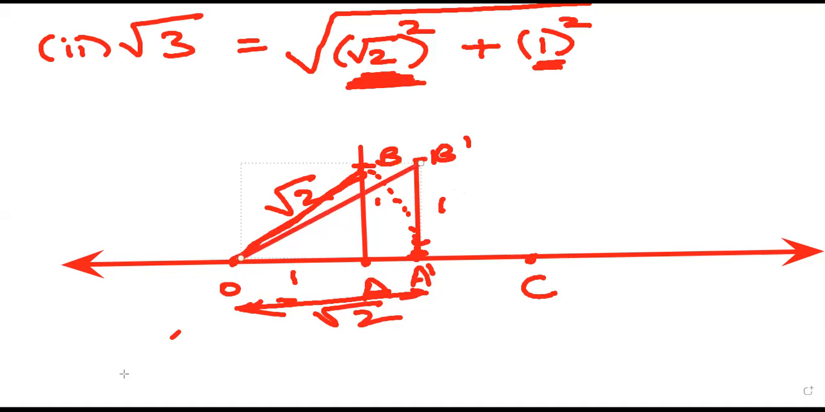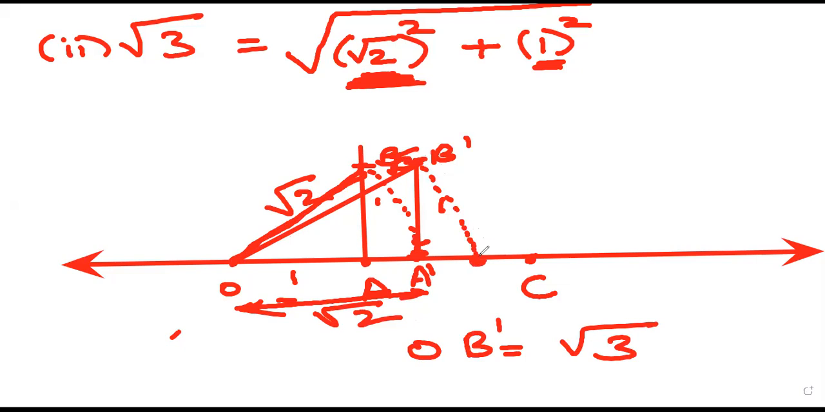Now, children, this value is going to represent your root 3. Okay. Now you have to represent this OB dash. Now I'm writing again, your OB dash is actually root 3. But you have to represent this on the horizontal line. So what you will do, you will take a compass, O as a center and OB dash as a radius, draw an arc here.